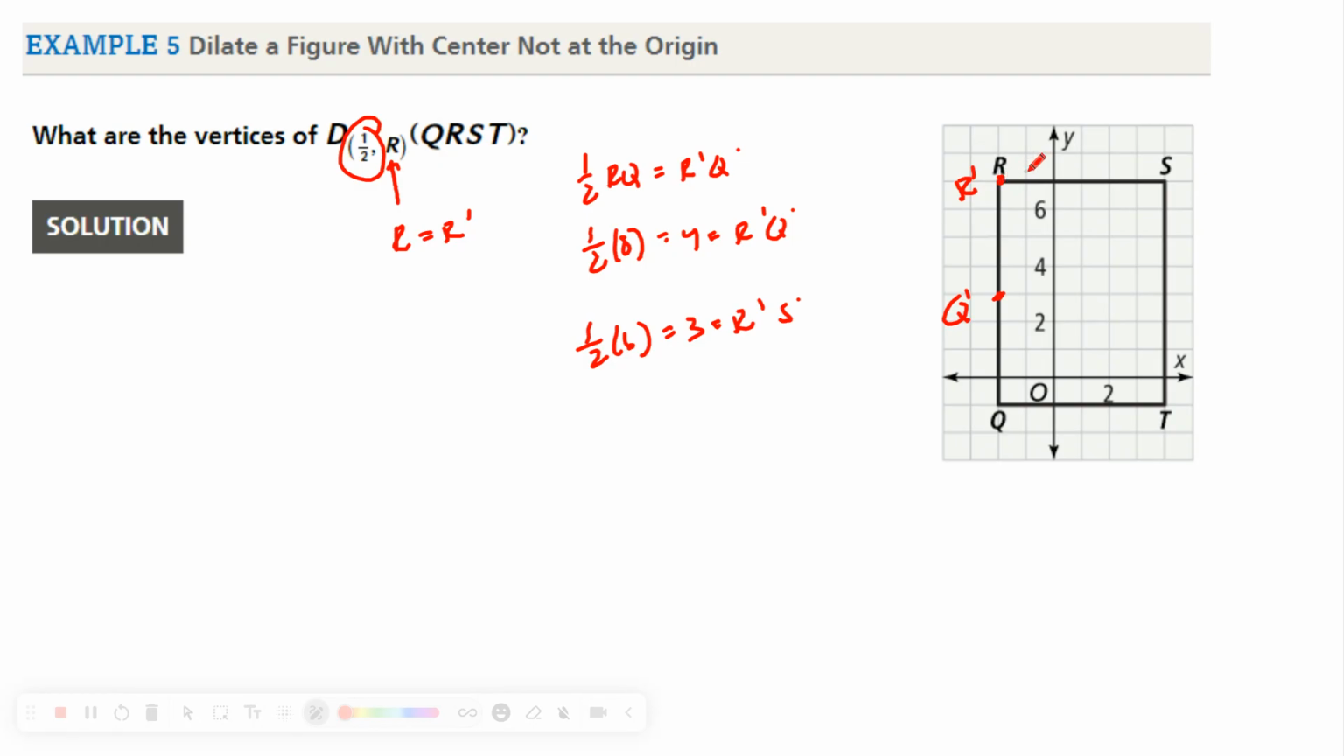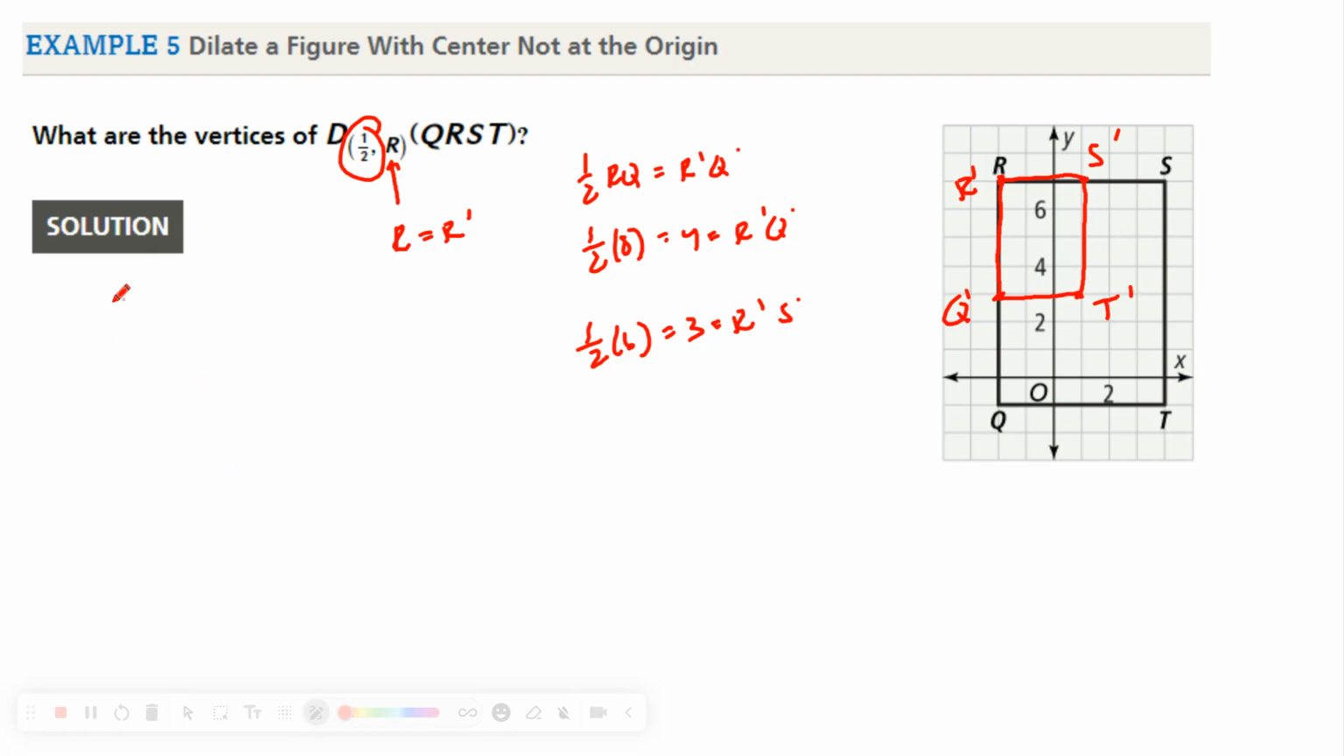So I know that S prime is 1, 2, 3 away from R. And then if I just keep the shape the same, I'm just going to keep the shape the same, right? So I have a rectangle, so there's R prime, Q prime, there's R prime, S prime, and then I'll just go down and to the left, and this is the final coordinate of T.